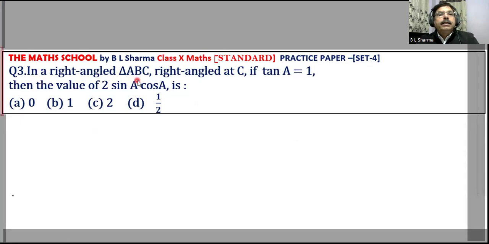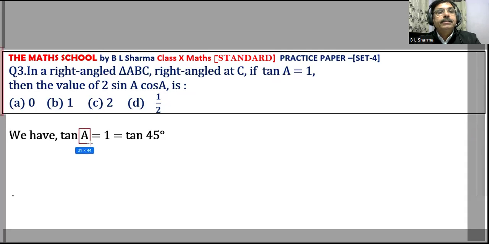In a right angle triangle ABC, right angle at C, tan A is equal to 1. Then what will be the value of 2 sin A cos A? See how to do. We have tan A is equal to 1. And tan of which angle is 1? We know tan 45 is 1. So in place of 1, we can write tan 45. So now we have to compare here.